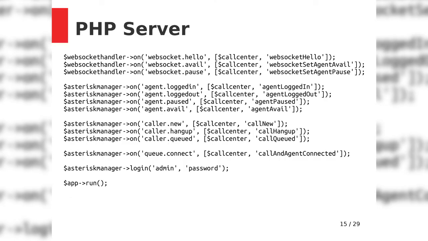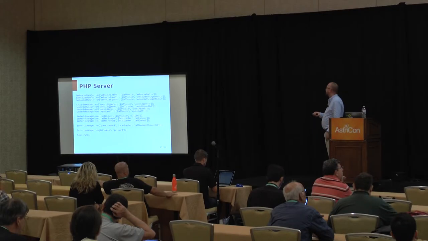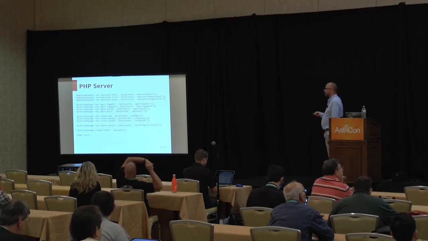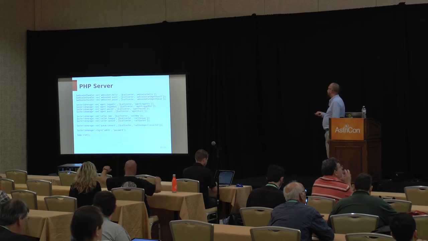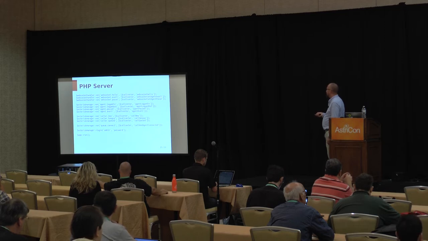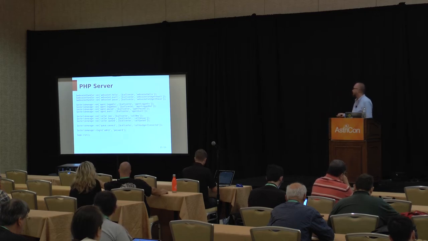And then finally, we wire up all the events that can come from the WebSocket and also from the Asterisk manager into our own call center object. So when we get the WebSocket hello, which is when you start the dashboard or you press F5, we pass that to our call center WebSocket hello method that knows what to do with that message. And also the avail button goes to call center WebSocket set agent avail. Then we have the Asterisk messages here for the agent, the caller, and also the connection between agent and caller. And finally, we log into the manager interface, and then we start running our loop.